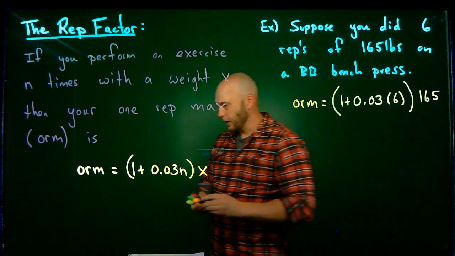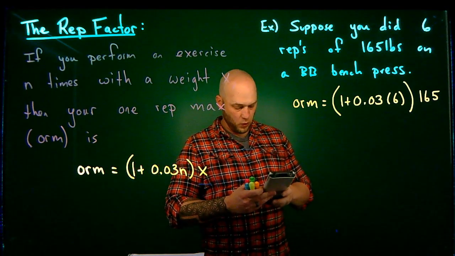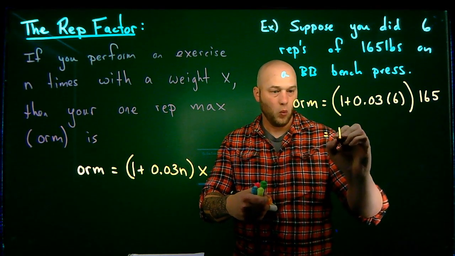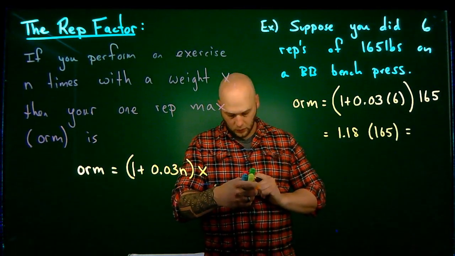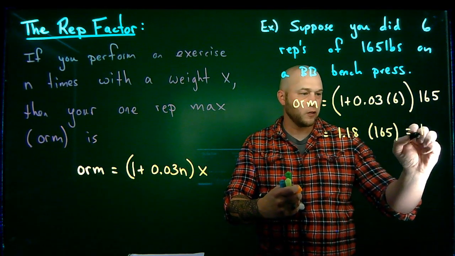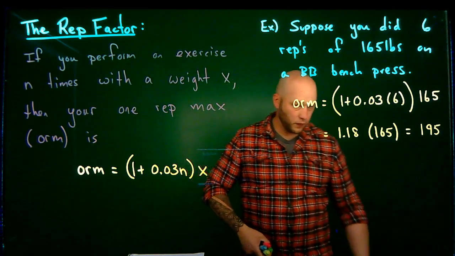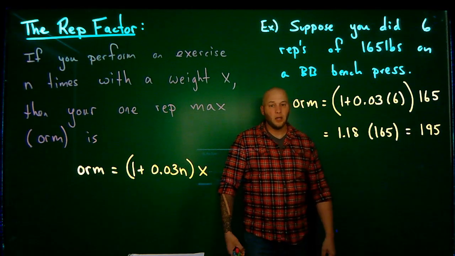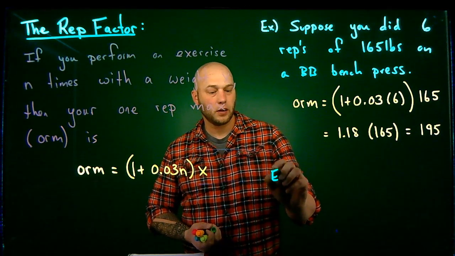Okay, I'm going to grab a calculator. 1 plus 0.03 times 6 is 1.18, times 165, which gives me, rounding to the nearest pound, 195 pounds. So if I was able to bench press 165 pounds 6 times, my approximate 1 rep maximum would be 195 pounds. All right. Next example.